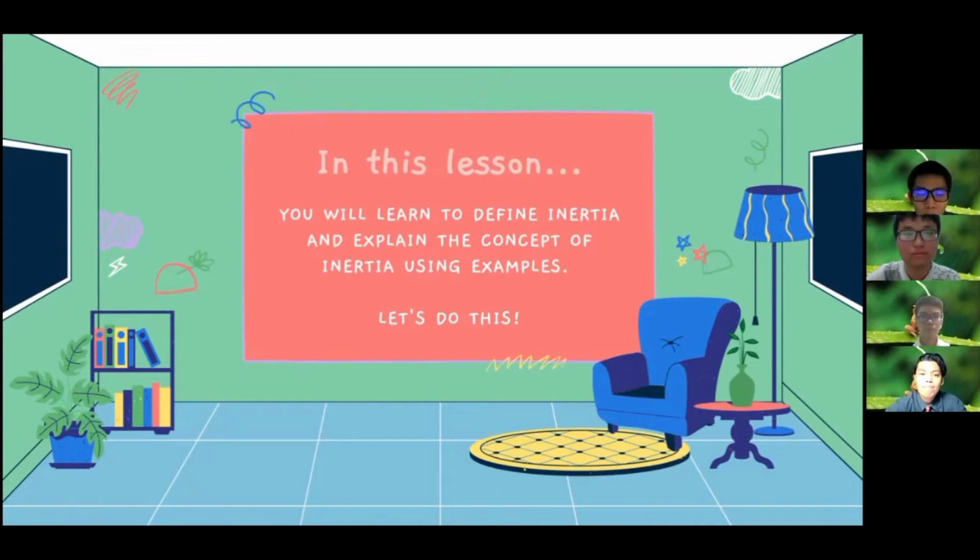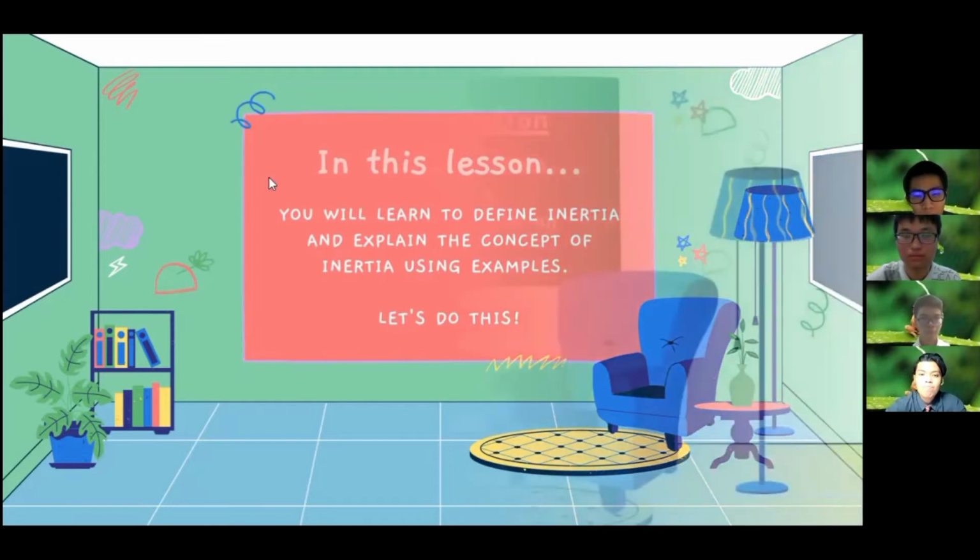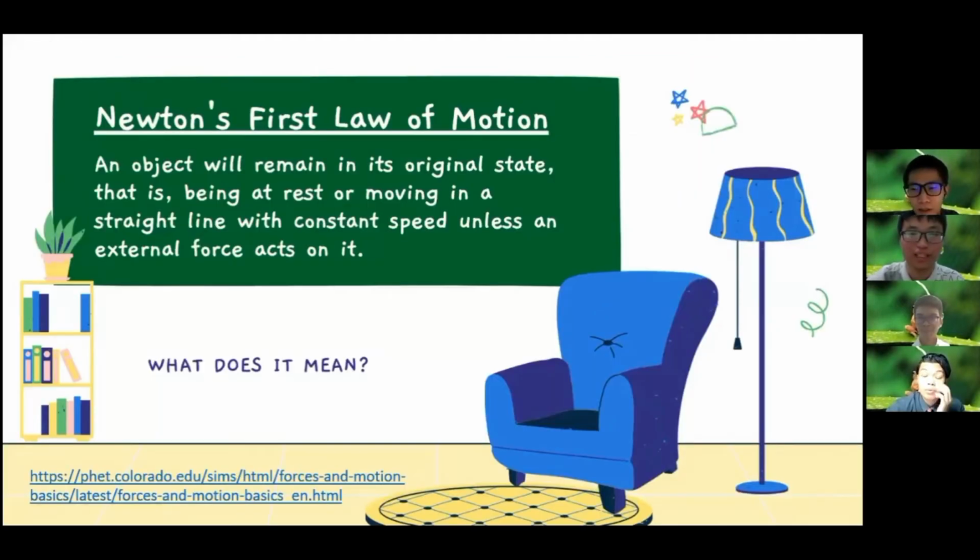So, do you know what is the law of inertia? It is discovered by Sir Isaac Newton. So we also call this law as Newton's first law of motion. So can anyone read the law for us? Shijian? An object will remain in its original state, that is, being at rest or moving in a straight line with constant speed, unless an external force acts on it. Very good. So let's run a simulation to understand more.